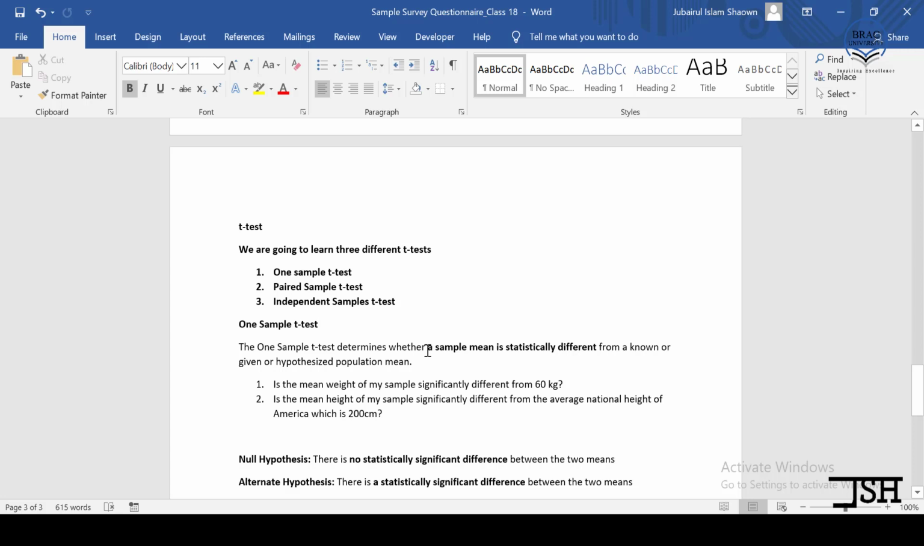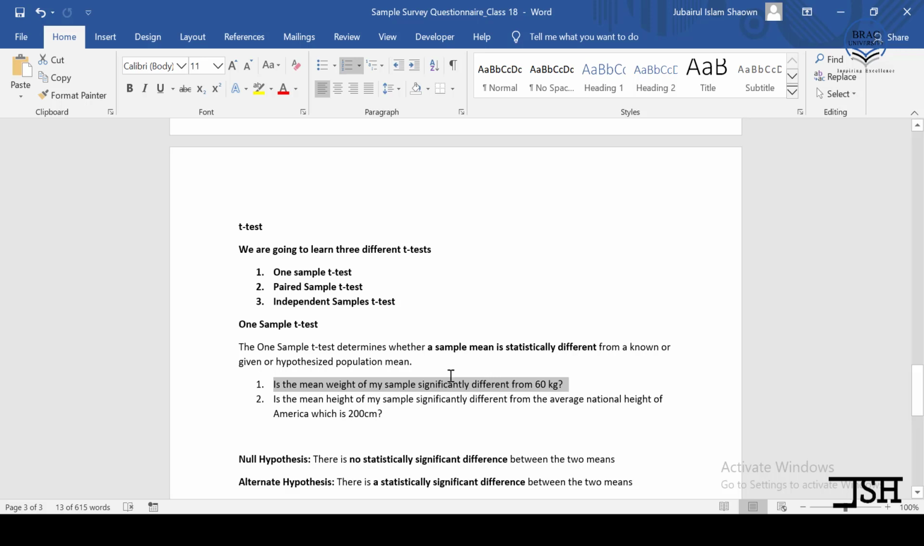Now in one sample t-test, what we do is basically we try to find out whether my sample mean is statistically different from a known or a given another mean. Let's take a look at the question below. In that manner, it will be very easy for you to understand. So the first question is: is the mean weight of my sample significantly different from 60 kg? So what are we asking here? Whether the mean weight of my sample, or my 15 respondents that I have collected data from, is different from 60 kg. That is what we are trying to find out here.